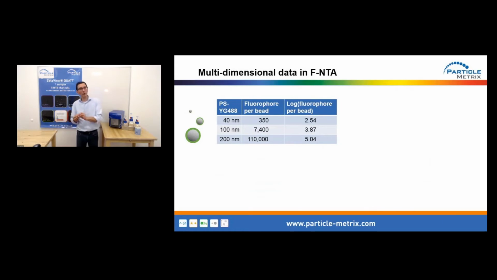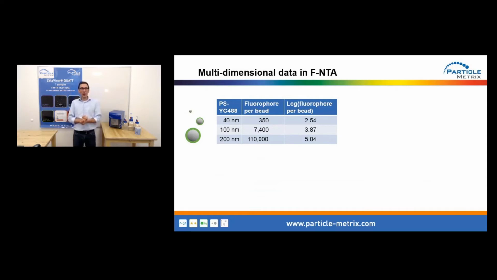So you can get out the physical properties of an image, meaning brightness, of course, and the number, how many particles are on the screen. So that's an estimate for the concentration. But you can also make use of the intensity, so how bright a particle appears on the camera. And this is, of course, linked to the fluorophores per bead. And this is actually, in the long run, what we're going to do.